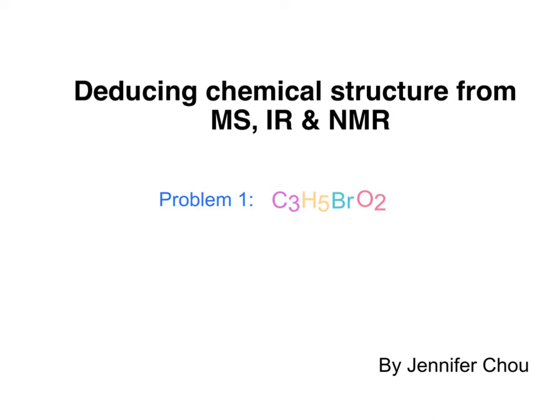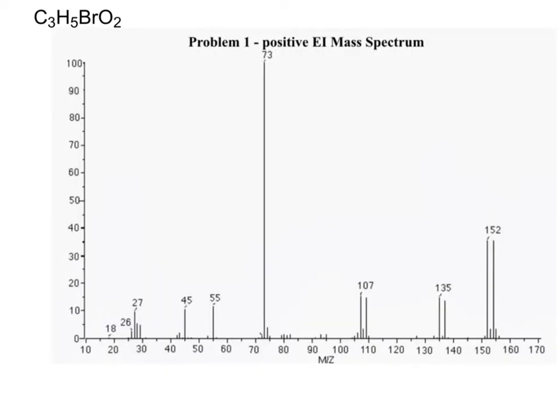Hi! In this video, I hope to walk through the steps of how to deduce a chemical structure using analysis of mass spectrometry, infrared spectrometry, and proton and carbon NMRs. The specific molecule that we are trying to figure out the structure of is C3H5BrO2. Using crucial information from the aforementioned data sets, we will be able to come up with a plausible structure for this molecule. I'm going to start off by looking at the mass spec graph.